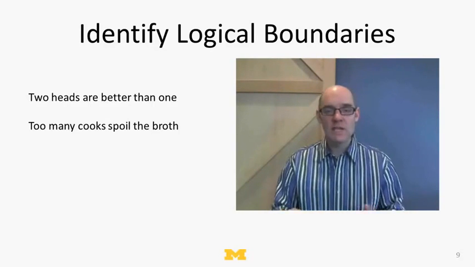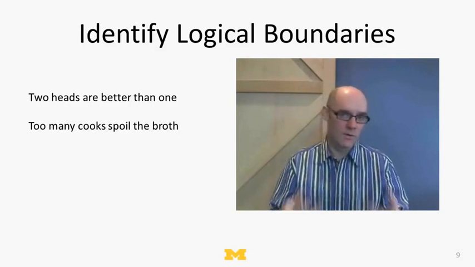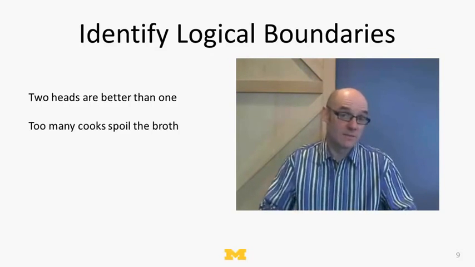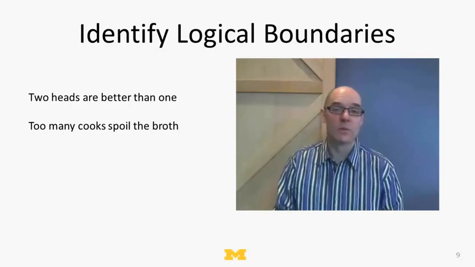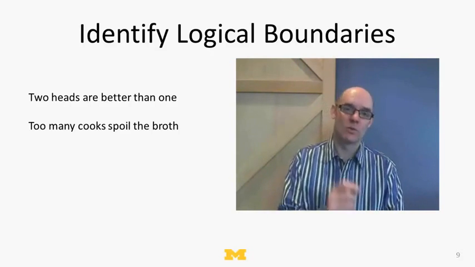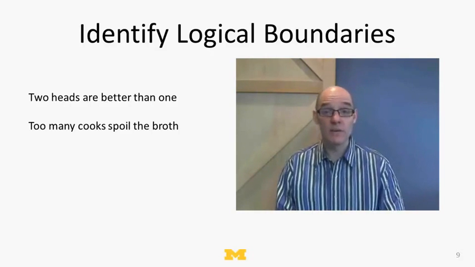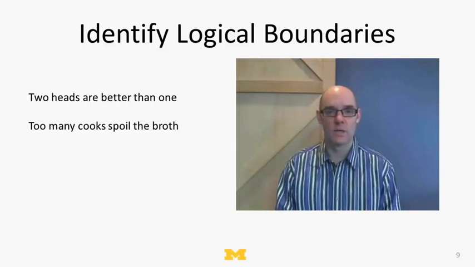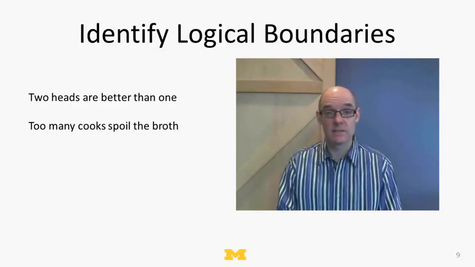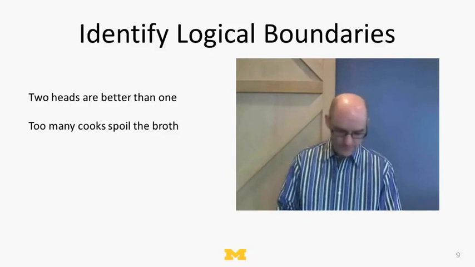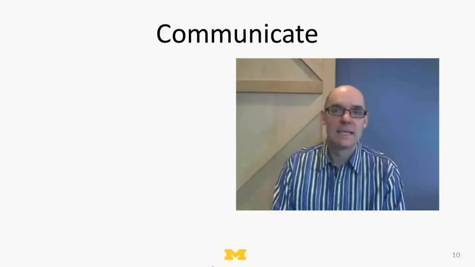So if you just have these sort of proverbs or mantras that you follow, they're not going to do any good, because there's always going to be an opposite proverb that says do the opposite thing. So which one do you follow? What models enable us to do is find the conditions under which one thing holds and one thing doesn't. Later in this course, we're going to see when it is exactly the case that two heads are better than one, and when it is exactly the case that too many cooks spoil the broth. So even though these proverbs are opposite, there are conditions under which each holds. All right? Okay. Last thing, communicate.